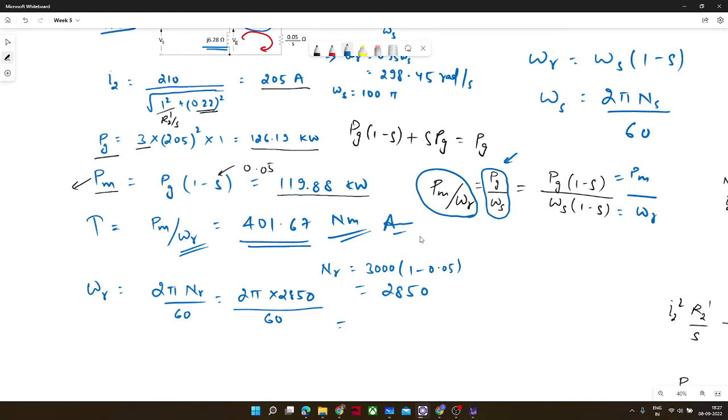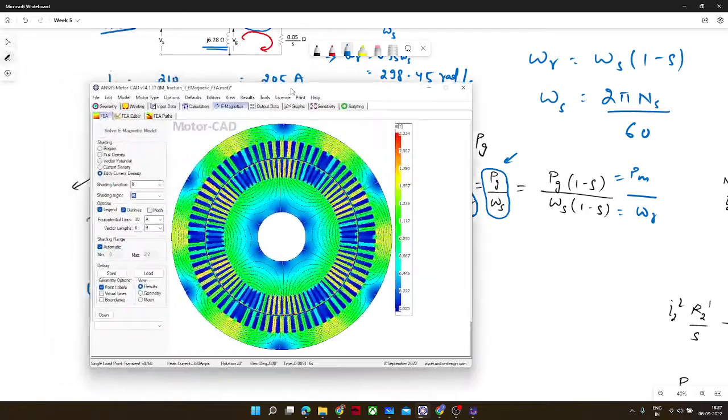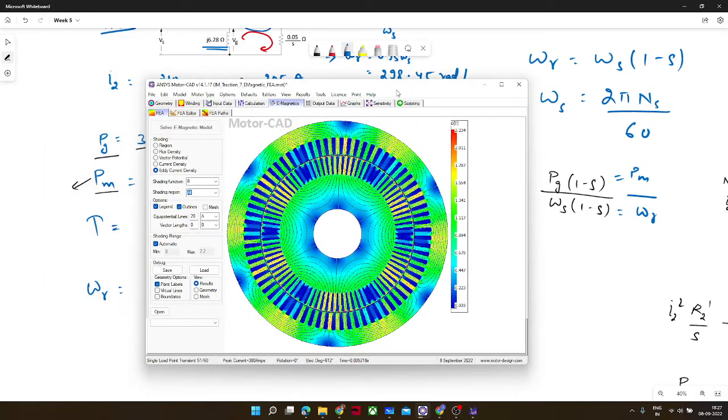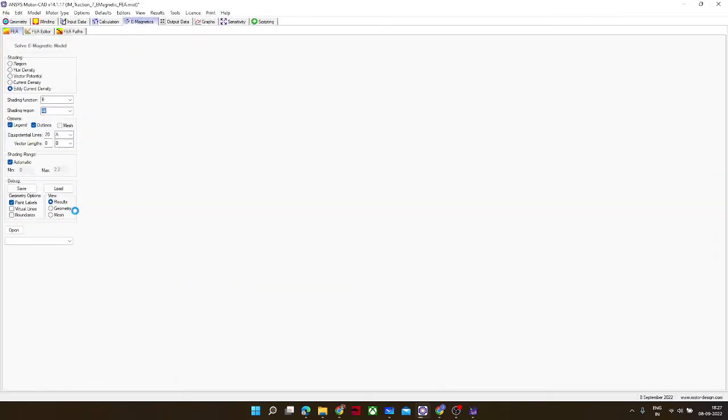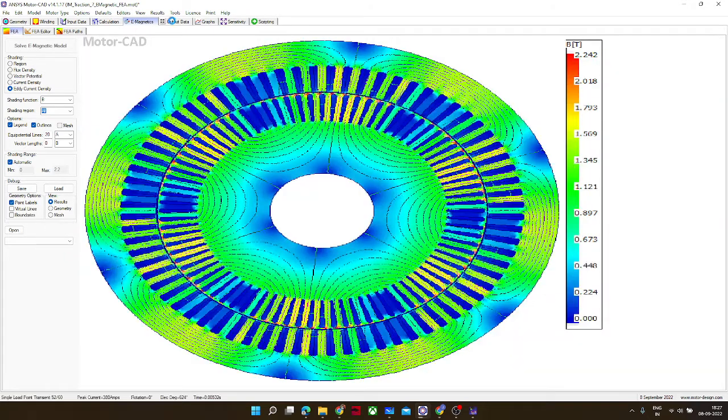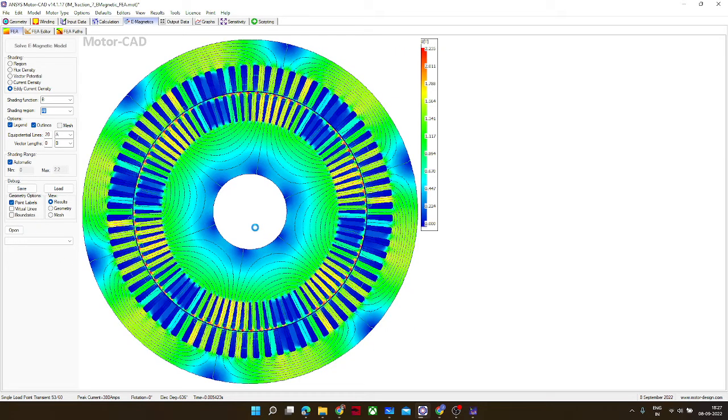So any doubt in this problem? This problem is solved here, and I am going to show you some flux paths of the machine. I don't know why every time it is getting disappeared. Okay. So this flux path, I hope would be visible to you.